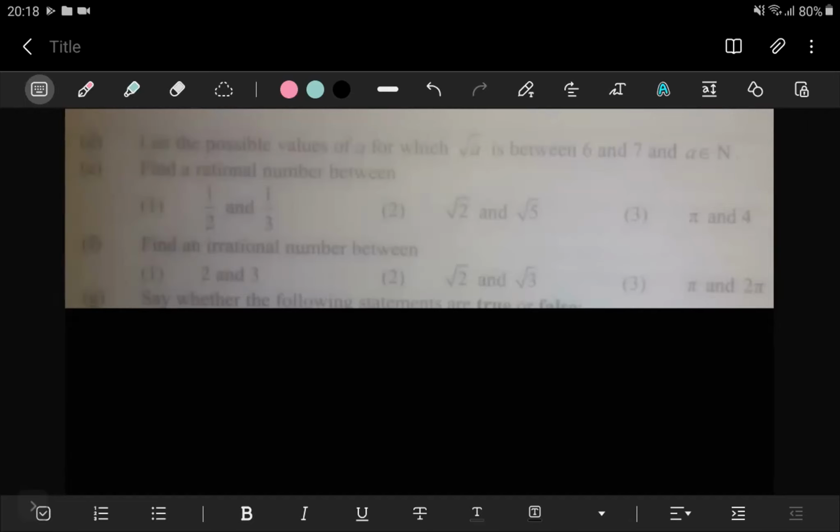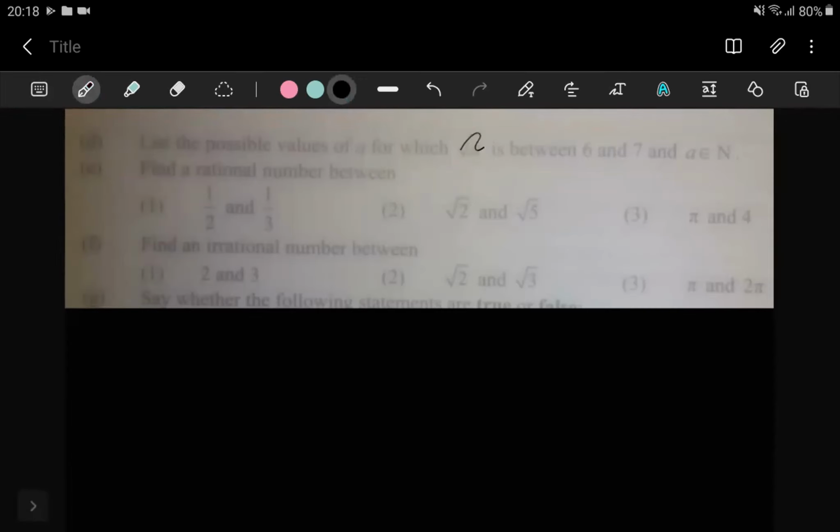It says list the possible values of a for which the square root of a is between 6 and 7. And then they said a is an element of N. So the idea is you just want to keep in mind that in terms of numbers, this is the basic idea.